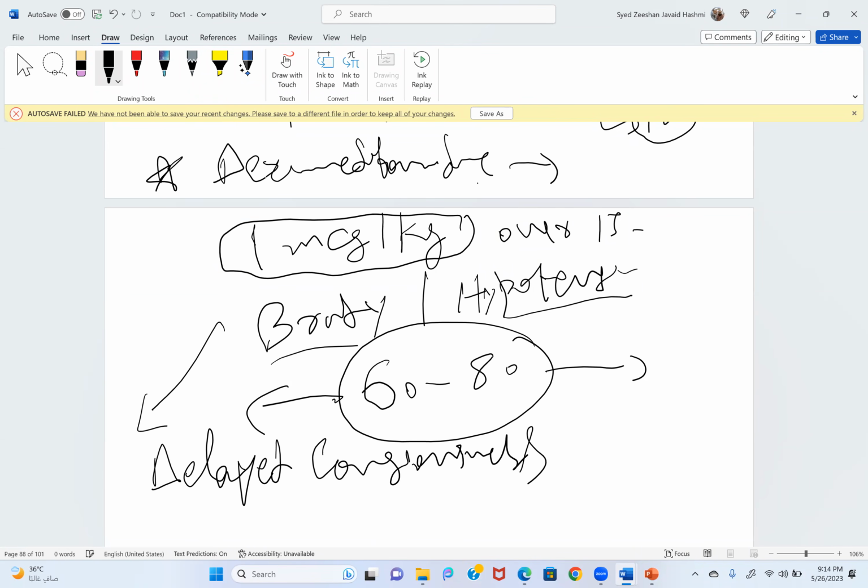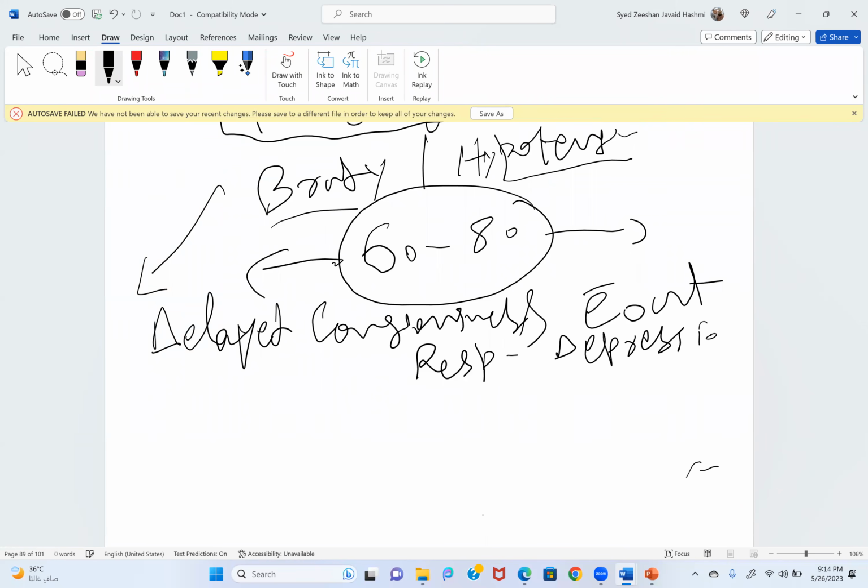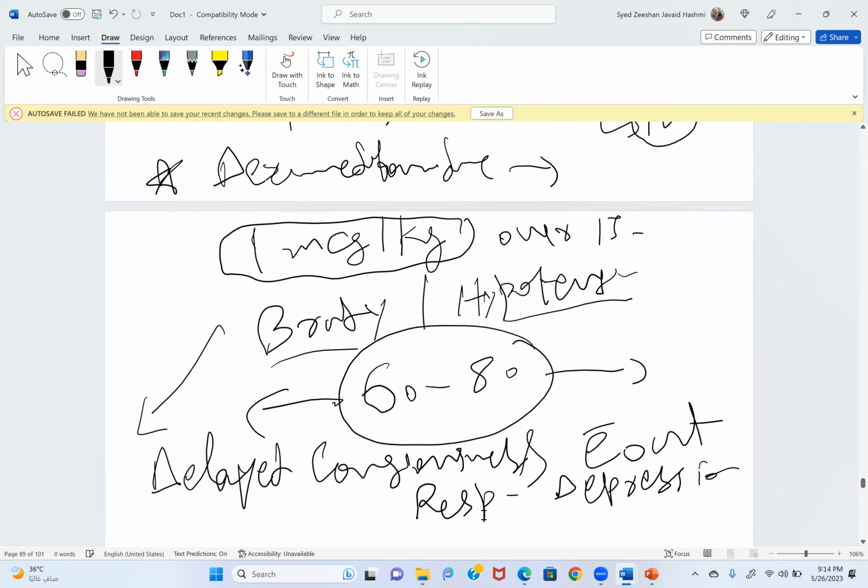without respiratory depression. The patient will be breathing very nicely, but the patient will not be opening the eyes. So this will be the problem if you are using a slightly higher dose.